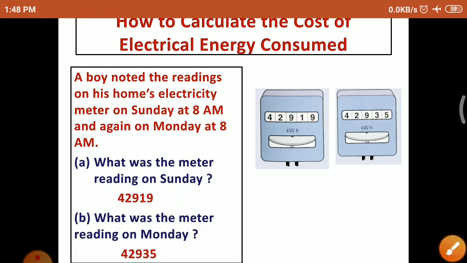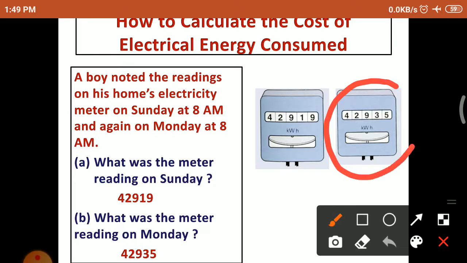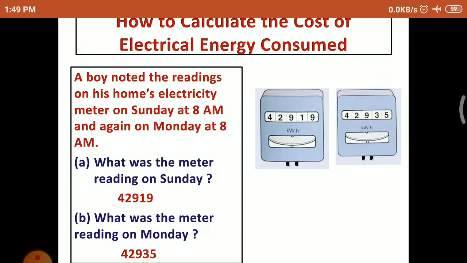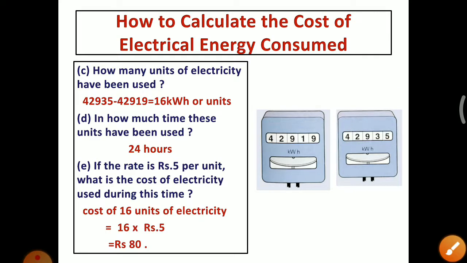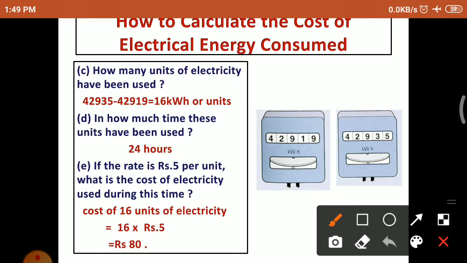What was the meter reading on Monday? This is the meter reading on Monday: 42935. The third question: how many units of electricity have been used? You have to subtract this reading from that reading. 42935 minus 42919, I get 16 kilowatt hour. Otherwise we can say 16 units.